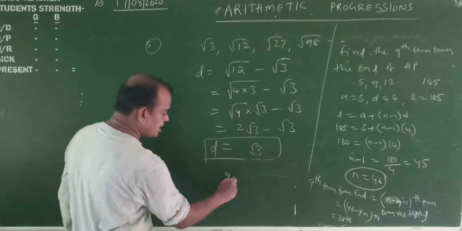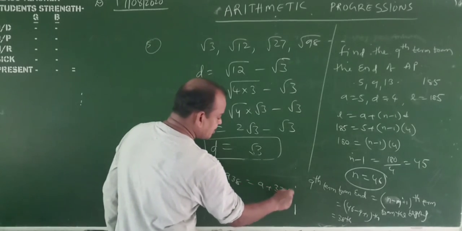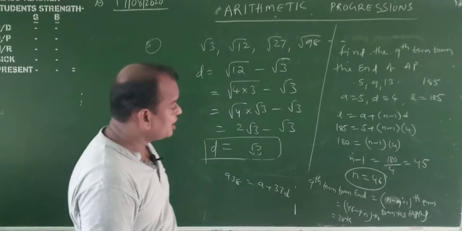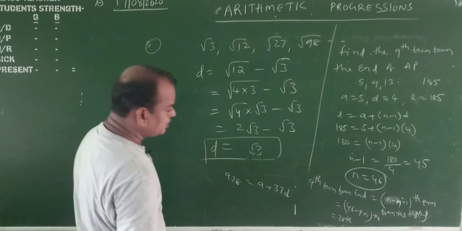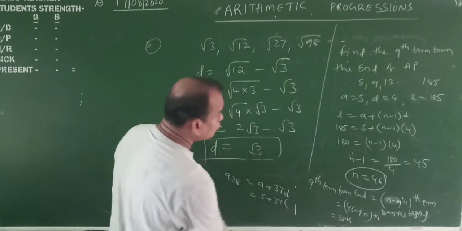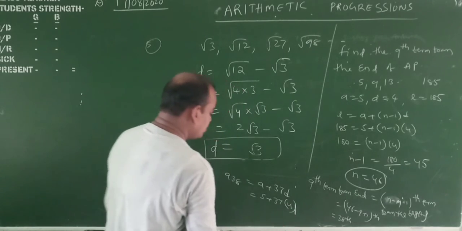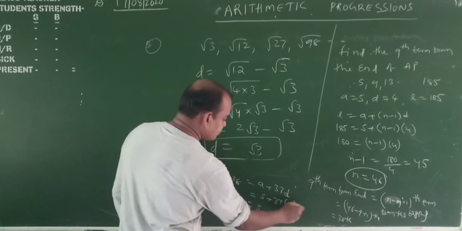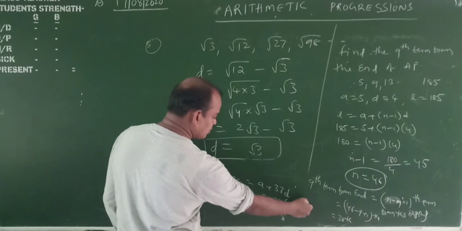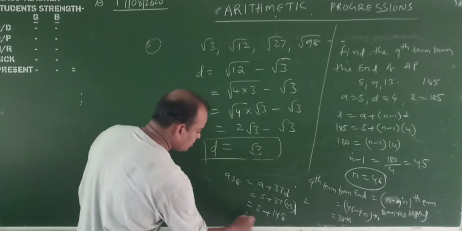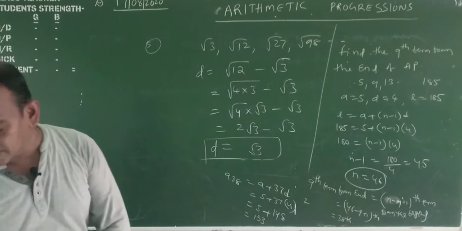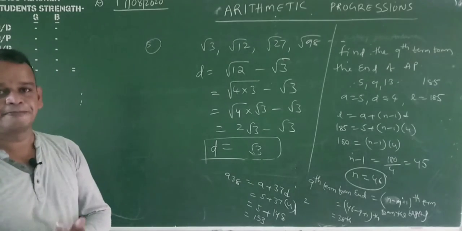The 38th term, a 38, is equal to a plus 37d. Here a is 5, and 37 into the d value 4. 37 into 4: 4 7s are 28, 4 3s are 12, 12 plus 2 is 14, so 148. 148 plus 5 is 153. That is equal to 153.